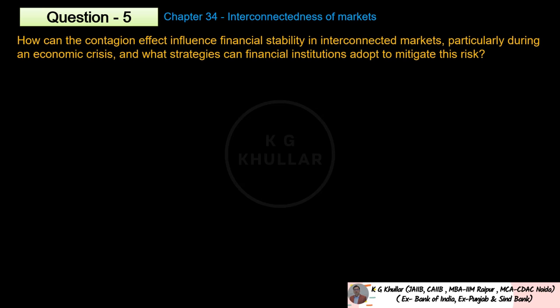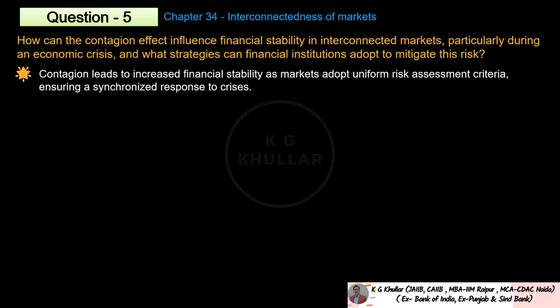The next question is from chapter Interconnectedness of Markets, and the question is, how can the contagion effect influence financial stability in interconnected markets, particularly during an economic crisis? And what strategies can financial institutions adopt to mitigate this risk? And these options are given to you.